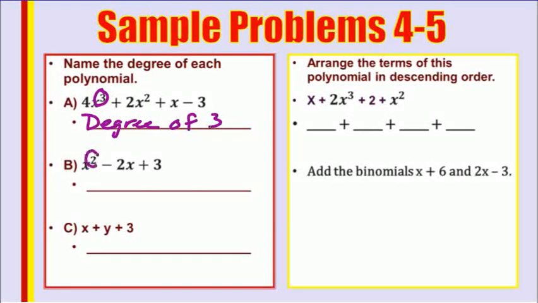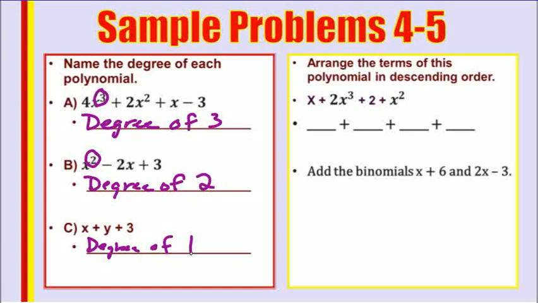Letter B, the biggest exponent is 2, so this would have a degree of 2. And for C, we have x plus y plus 3. So the term that has the biggest degree, there's two of them that have 1. So we would say this one has a degree of 1 because the term that has the biggest degree is 1. Even though there's two of them, do not add them together. You would just have a degree of 1.